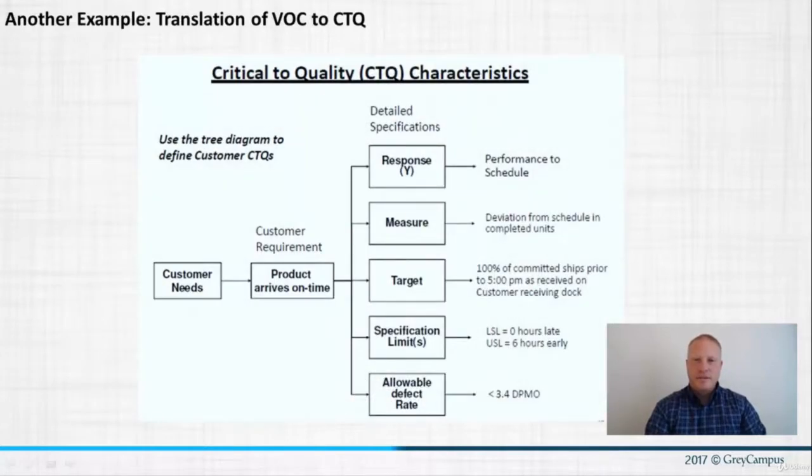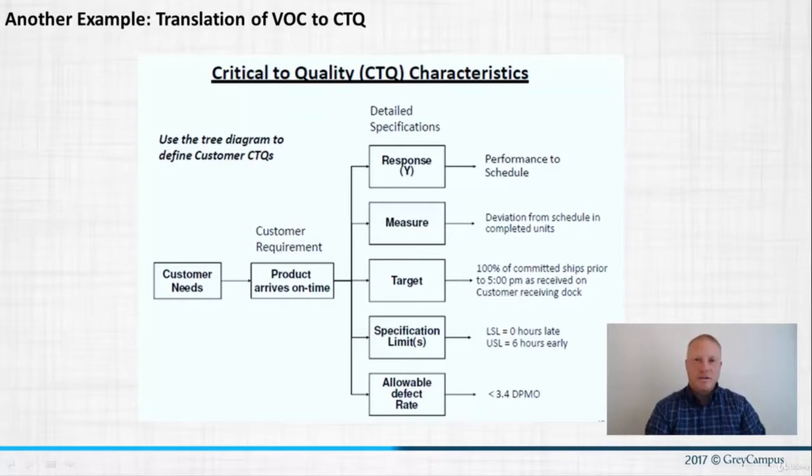Here's another demonstration of that using the CTQ tree. So we have customer needs and then customer requirements. Getting that voice of the customer is critical. And then we go to the detailed specifications. Remember that X's are always inputs and Y's are always outputs or responses. So the performance to schedule is our response here.